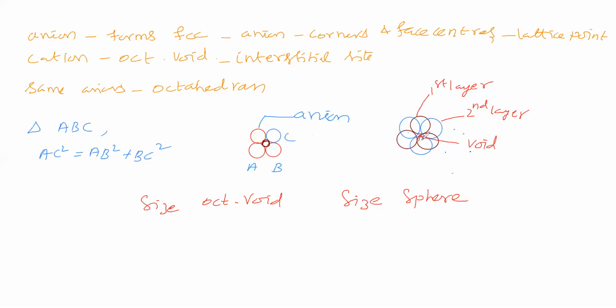You have seen this. This is the octahedron we got here. This place is called octahedral void, we are saying. What is the size of this octahedral void when compared to the size of this sphere? How will it be? Do you think they are the same? Or do you think which is small? Which is small, do you say?